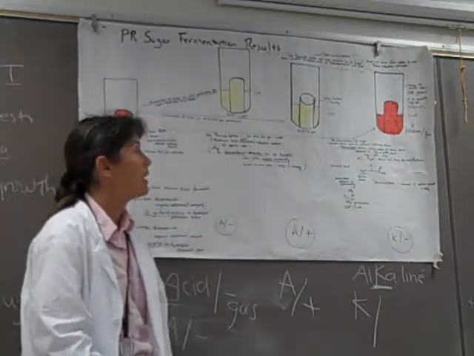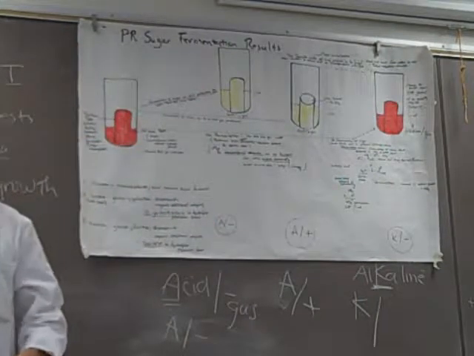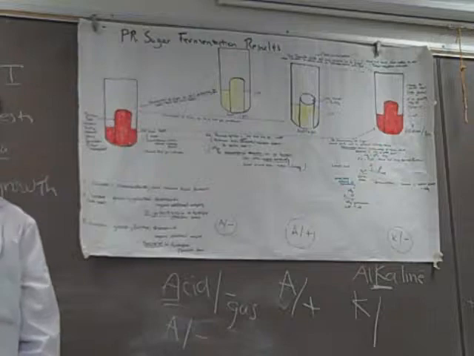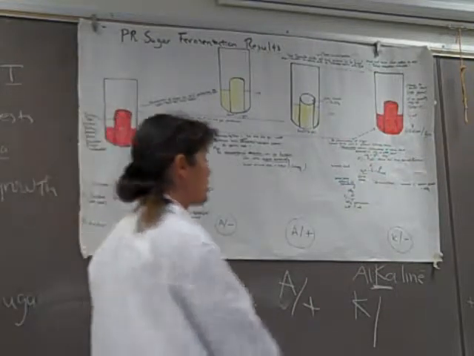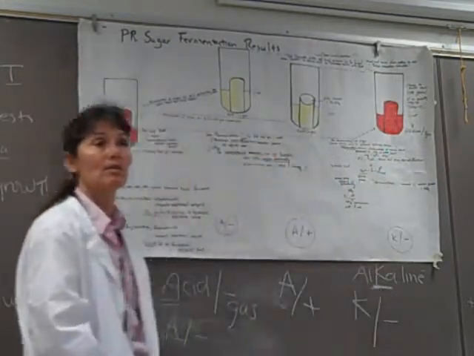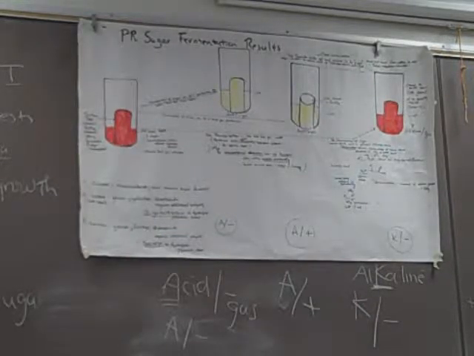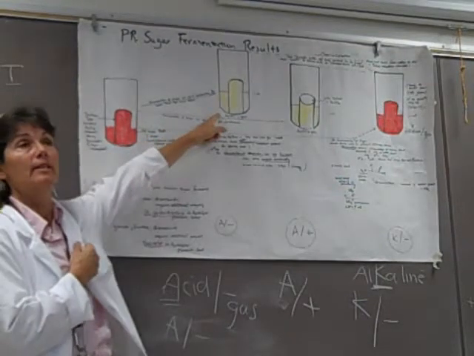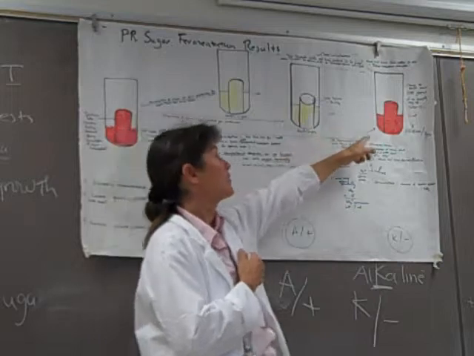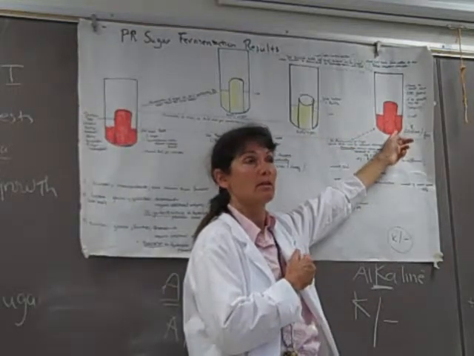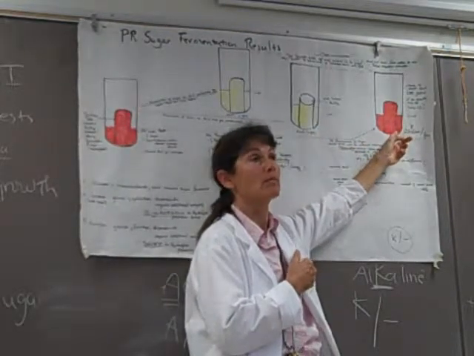And if the microbe can't ferment the sugar, there should be no gas. So if you have an alkaline reaction, it should always be gas negative. So that's how you're going to score your tests next week. Which tubes indicate sugar fermentation? This one and this one, right? This one is a negative result for sugar fermentation. The organism could ferment the sugar.